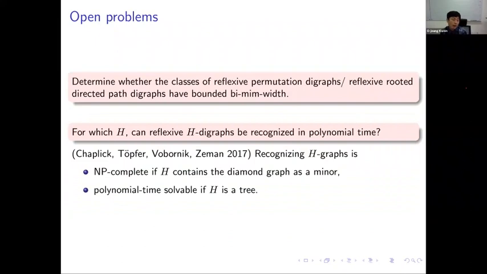Some open problems I already mentioned, but let me put them together. The first one is that we want to determine whether the reflexive permutation digraphs or rooted directed path digraphs are bounded by mim-width. Also for H-graphs, it was proved by Chaplick et al. that recognizing H-graphs is NP-complete if H contains the diamond graph as a minor, and polytime solvable if H is a fixed tree. So this solves almost all graphs H. So can we do something for H-digraphs? This looks like an interesting problem. Except for the interval case, we don't know anything.